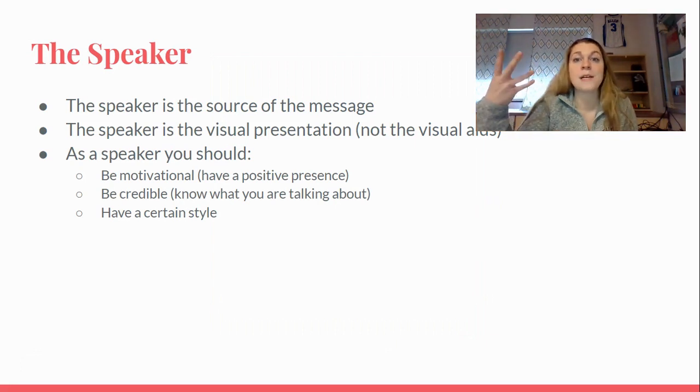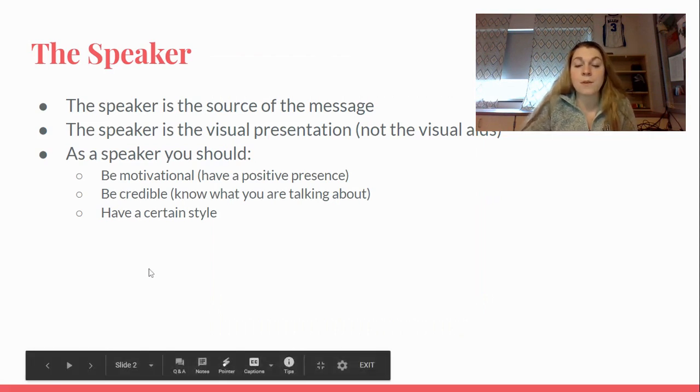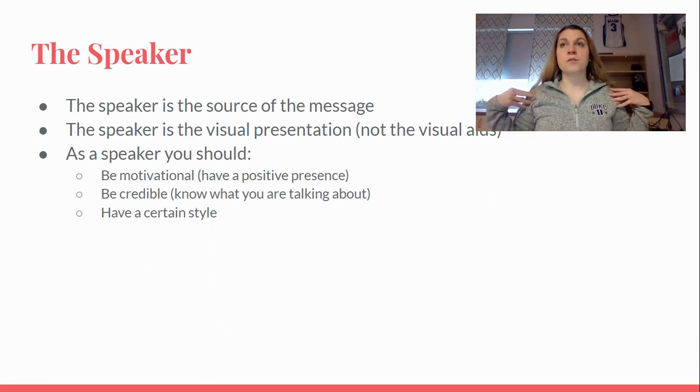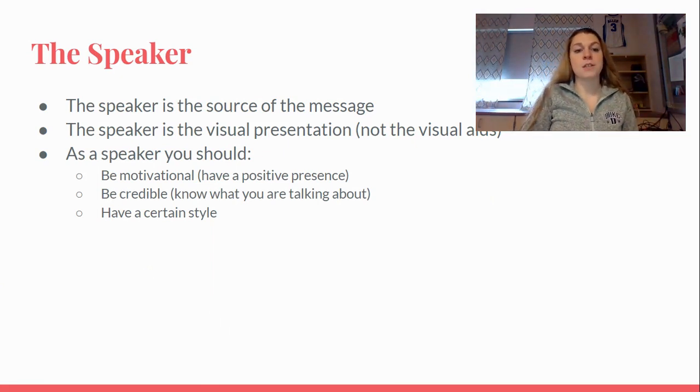Make sure that your tone of voice is a little bit higher. That makes people enjoy listening to you talk. Make sure that you're moving your voice around, that you're not being monotone the entire time. You also want to make sure that you have good posture. So you're sitting up straight, your shoulders are back, you're using hand gestures.